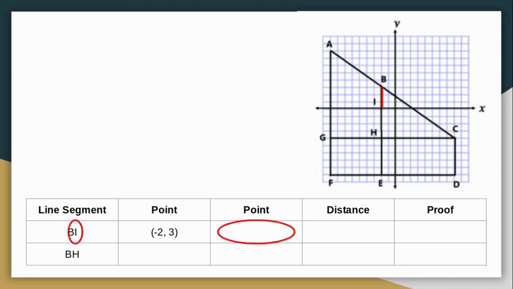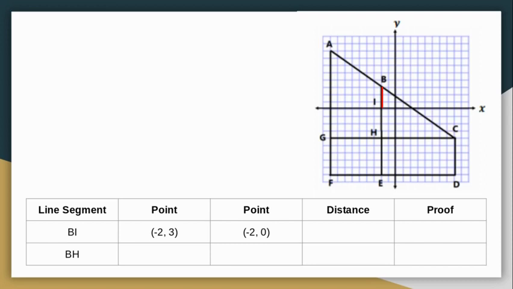Now let's take a look at the second point. This point should list the coordinates of the second point in our line, which is point I. Point I has an x-coordinate of -2 and a y-coordinate of 0. To find the distance between 2 points, we can always count the squares separating them on the coordinate plane. In this case, the length of BI is 3 units. Today, however, we want to focus on another strategy for finding the distance between 2 points.